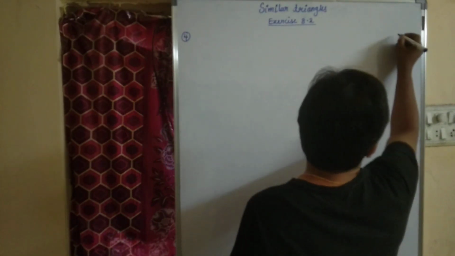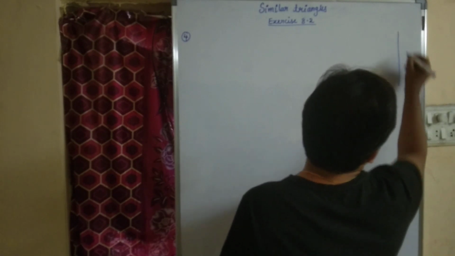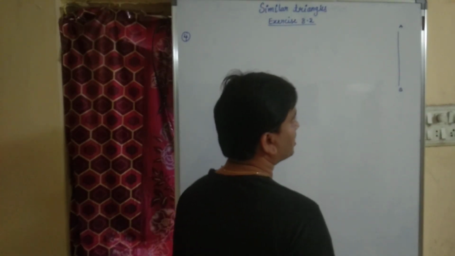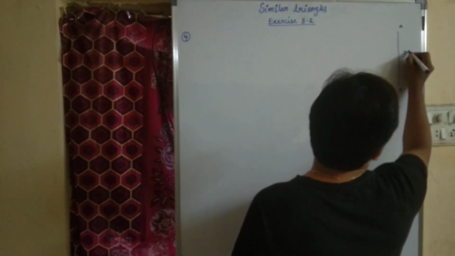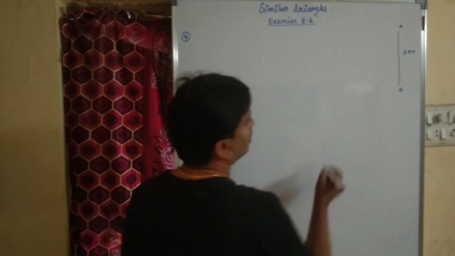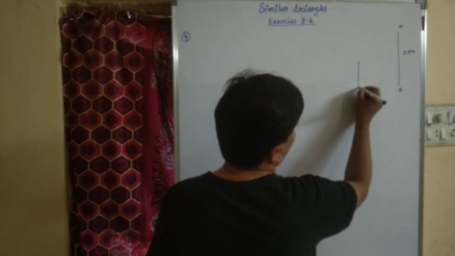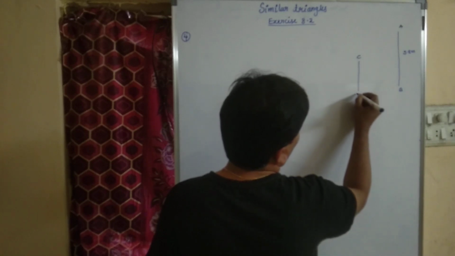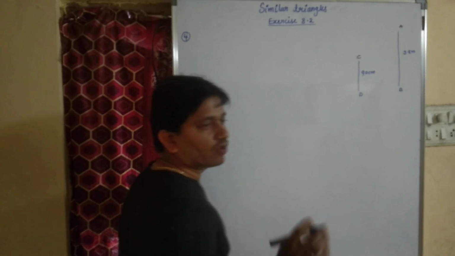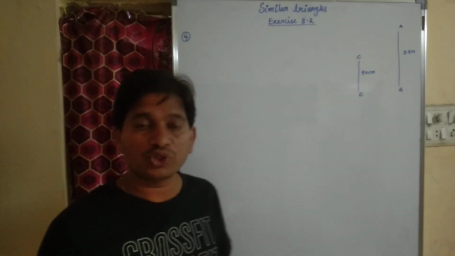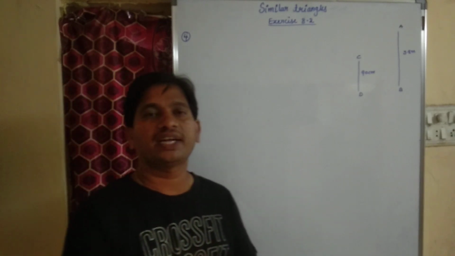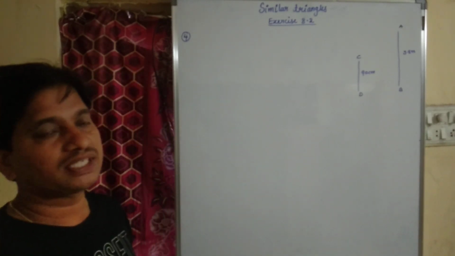See children, this is the lamp post. Suppose we consider it as AB, whose height is 3.8 meters. And the second one, a girl is there. Suppose she is the girl CD, her height is 90 centimeters. She is walking away from the base of the lamp post at a speed of 1.2 meters per second.